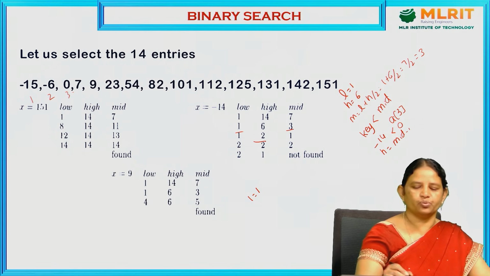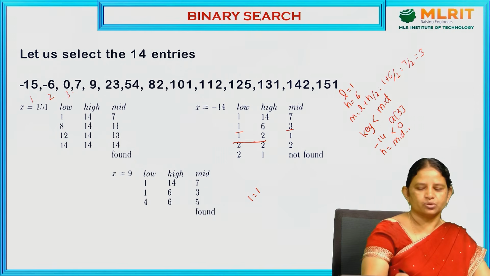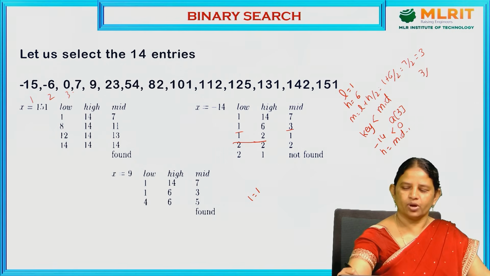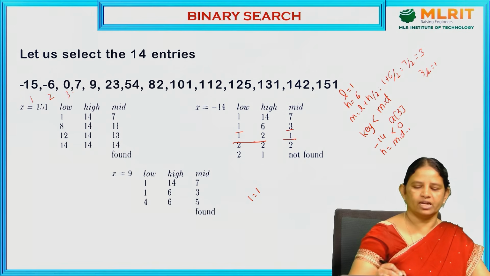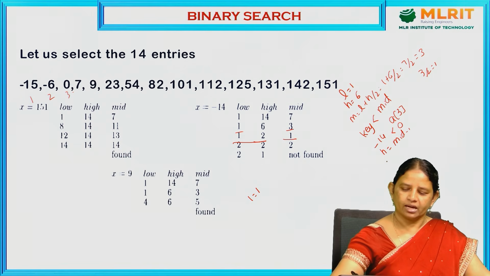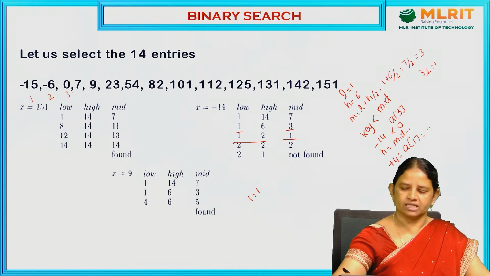That means 2. Again, 1 plus 2 means 3. 3 by 2 will get 1, which is the mid element. Again compare. The key element is minus 14. Then A of 1. A of 1 is 6. Minus 14 is less than minus 6.